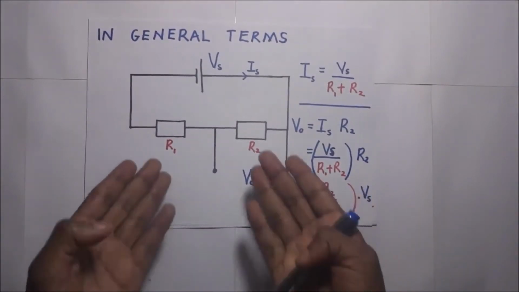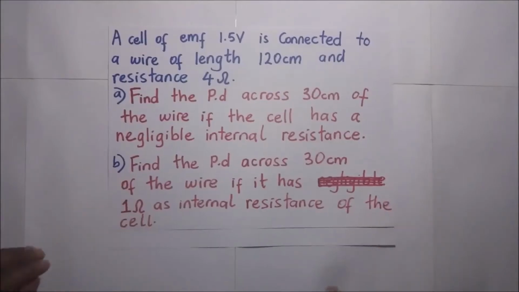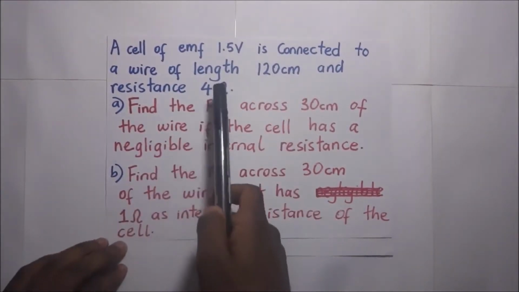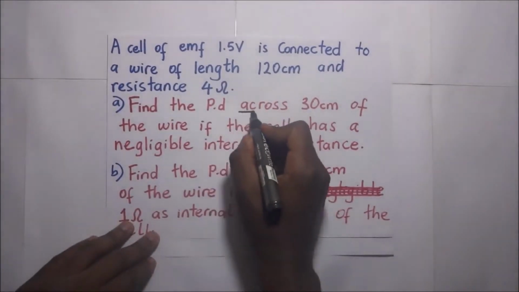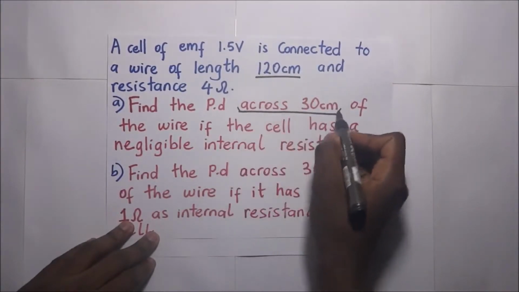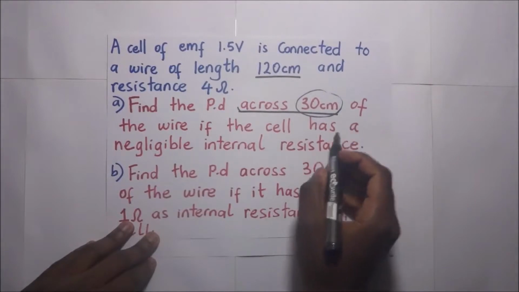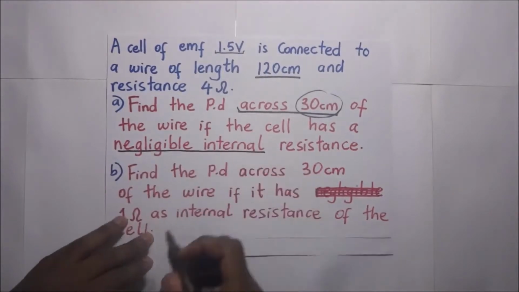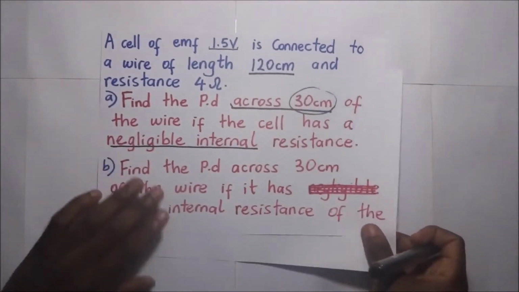We can always use this expression when we are trying to find the output voltage in scenarios like this. A cell of EMF 1.5 volts is connected to a wire of length 120 centimeters and the resistance is 4 ohms. Find the potential difference across 30 centimeters of the wire. So we are only required to find the potential difference across a portion of that wire. The wire is 120 centimeters. We need to find the potential difference just across 30 centimeters of this whole wire. The condition here is that the cell, whose EMF is 1.5, has negligible internal resistance. So let's draw the diagram of this and get started with the working.